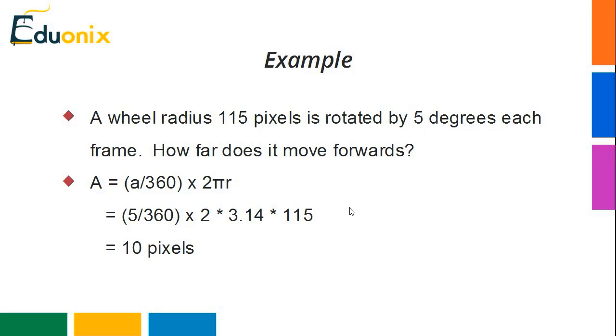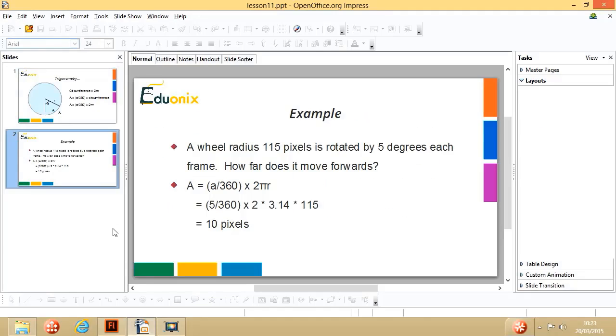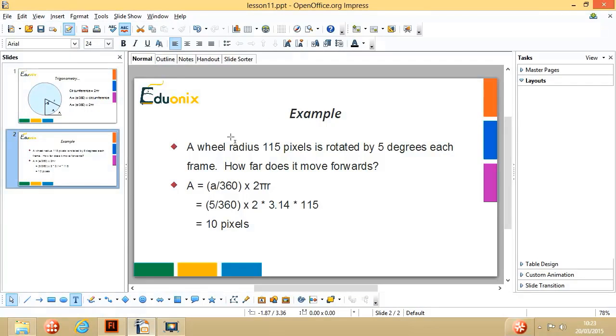So if we put the numbers in, our wheel has a radius of 115 pixels, and I'll show you how to use Flash to find that in a minute. We're rotating it by 5 degrees each time, so the numbers we want to use are 5 divided by 360 times 2 times pi, which is 3.14, times the radius, which is 115, and that turns out to be 10 pixels that we need to move our wheel through in each frame. So I'll show you now how to find the wheel radius.